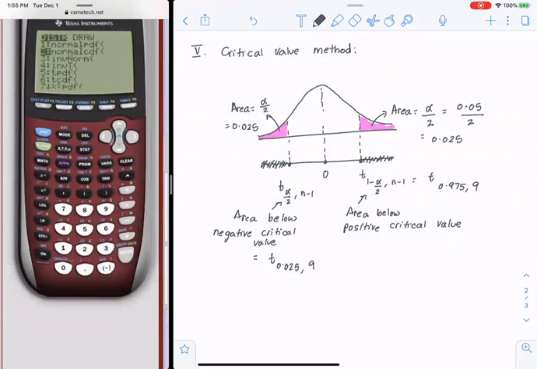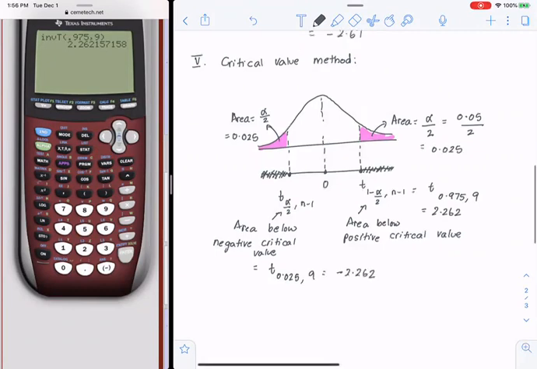So go to the usual place where we would find inverse t and t CDF. Going to pick inverse t. I'm going to go for the positive side. So inverse t 0.975, comma 9. That value happens to be 2.262. Therefore, the one on the negative side would be negative 2.262.